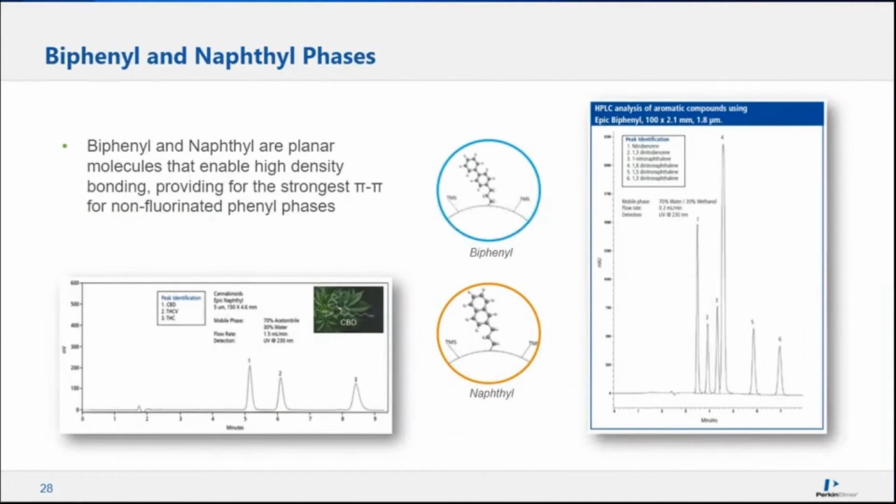And this is just a couple of chromatographic examples of biphenyl and naphthyl stationary phases. In the lower left-hand portion is a separation of cannabinoids utilizing a naphthyl-based stationary phase. On the right-hand portion of the slide, we can see the separation of aromatic compounds on a biphenyl stationary phase. Both the biphenyl and the naphthyl have planar molecules that enable high-density bonding. This provides for the strongest pi-pi interactions of the non-fluorinated phenyl phases available.